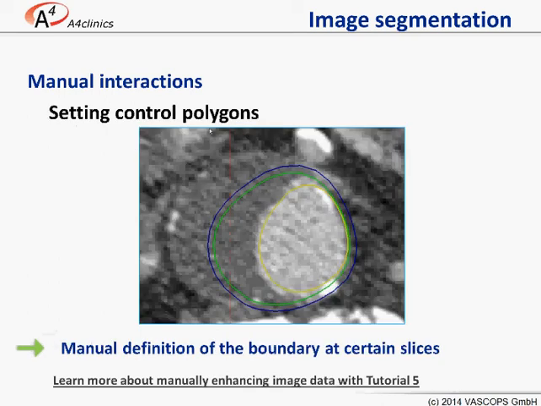Another option is that you set control polygons. So if this would be the segmentation and the outer surface is not there where it's supposed to be, so this here is the outer surface of the aneurysm, and the segmentation algorithm stopped for some reason here. So what you can do is, on selected slices, you can put the control polygon, and we're going to see how that works later.